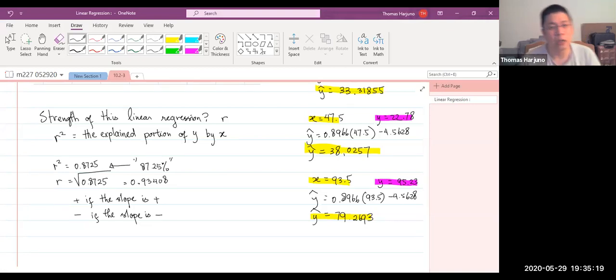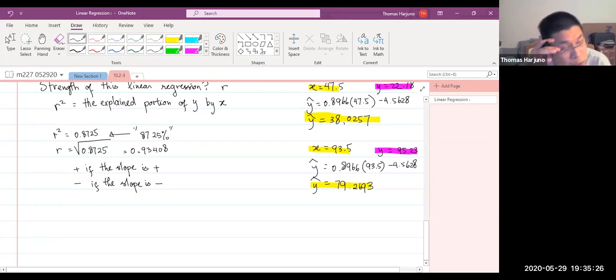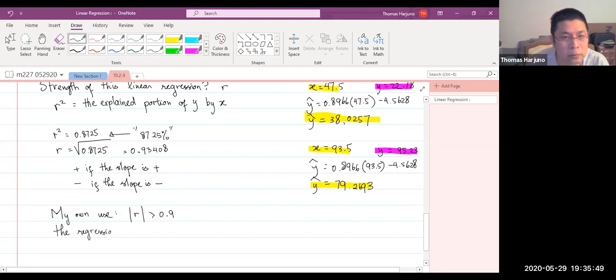Usually, if the R is... this is my personal use, okay? Though I'm not supposed to go through some hypothesis testing for this, but for my own use, if the absolute value of R is greater than 90%, then the regression line is a good predictor. Okay, but more details later on, if I have time.